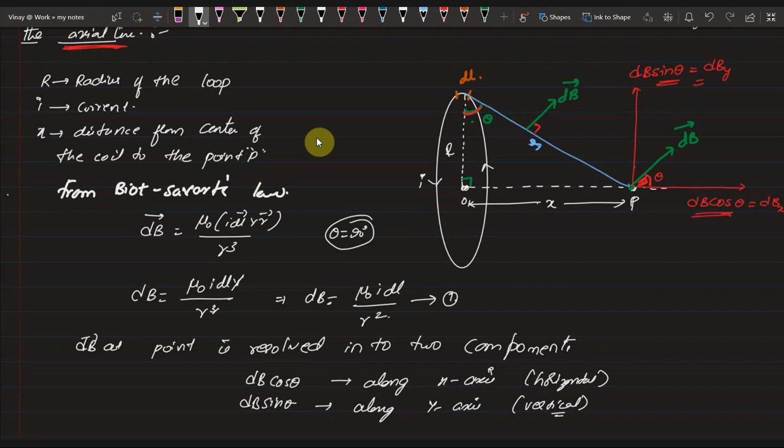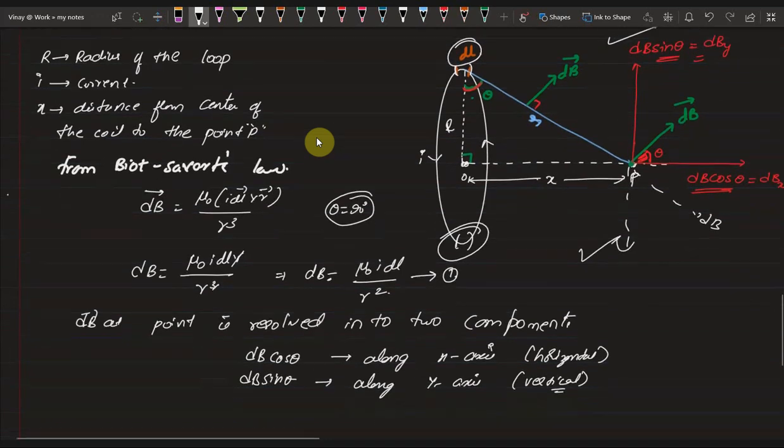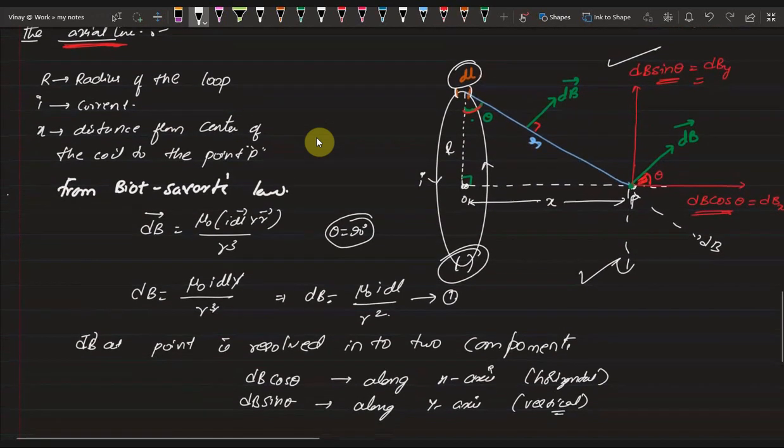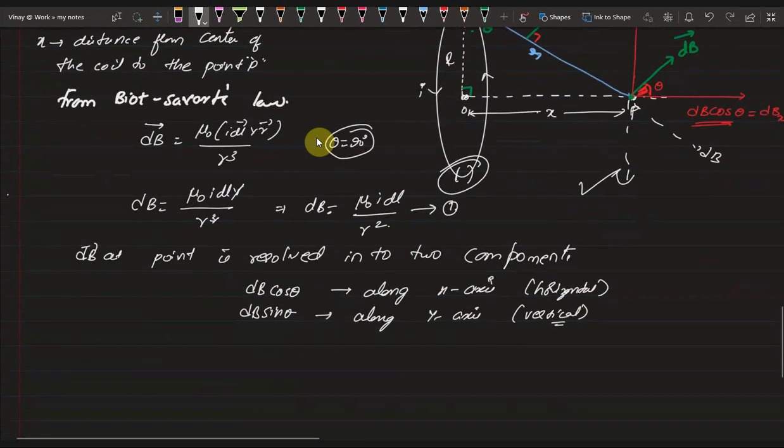Okay. Now please remember, if I take this dl bar at the bottom, again you will get a dB bar in this direction. Then this will be dB sin theta, this will be dB cos theta. Now please remember the dB sin theta components. Due to the upper wire, dB sin theta will be in this direction. If you take the lower one, dB sin theta is in downward direction. Now these two are equal and opposite in direction. Therefore, the vertical component of magnetic field will be zero. Are you clear?